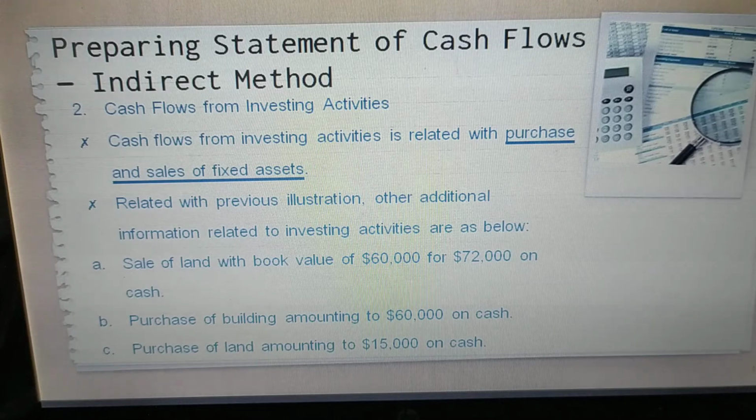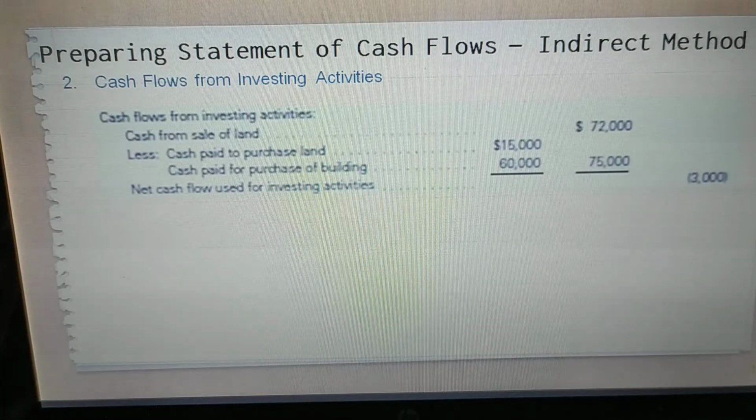For A, sale of land with book value of $60,000 for $72,000 in cash, we take the $72,000. That is because we received the $72,000, not the $60,000. The $60,000 is only the book value of the land. So we take the $72,000. So this is the cash flow from investing activities section.